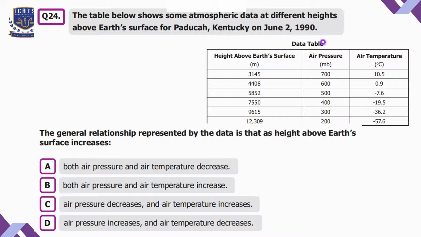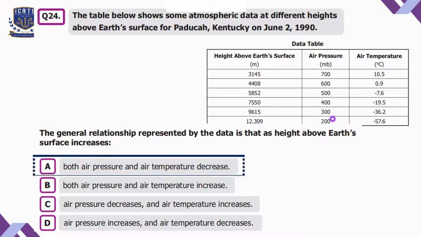So if we look at the data table, it's quite clear that when there is an increase in the height above Earth's surface, the air pressure and air temperature both are decreasing continuously. So we can select option A as our correct option.